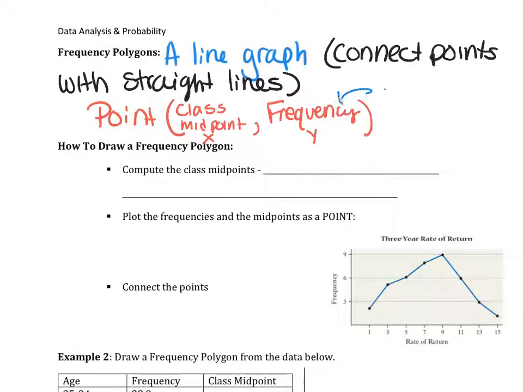Again, this can be relative frequency too if you want. Just depends on the type of frequency polygon you're doing. Just like we can have frequency histograms and relative frequency histograms, same idea. Just means your y-axis labels will change.